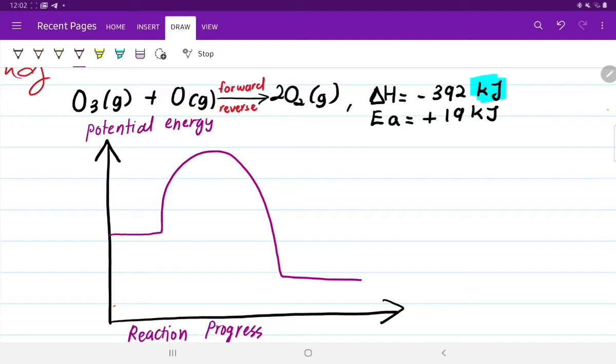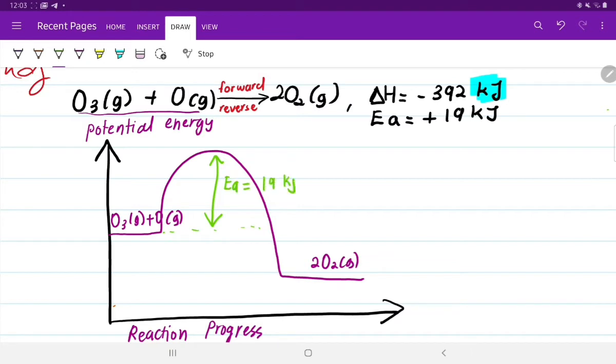So this is Z, and then we have to label. Our reactants here are ozone plus oxygen gas. We are forming 2O2 gas. Then we have to label where our activation energy is. So activation energy is here, again a double-headed arrow, up and down. So our EA equals 19 kilojoules.